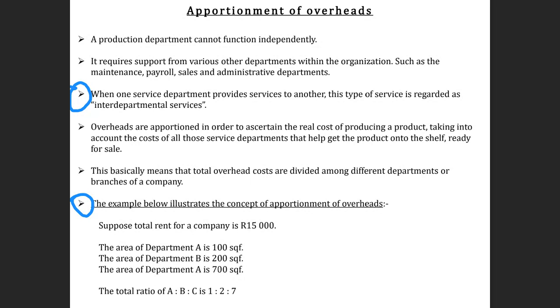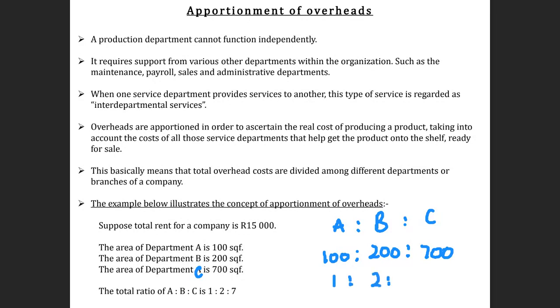So it says to you, suppose total rent for a company is 15,000 Rand. There are three different departments, department A, B, and C. The area that department A takes up is 100 square feet. Department B takes up 200 square feet, and department C takes up 700 square feet. So you're going to create a ratio just like I have up on the screen. In its simplest form, this is 1 is to 2 is to 7.